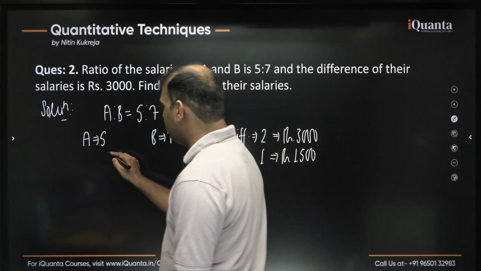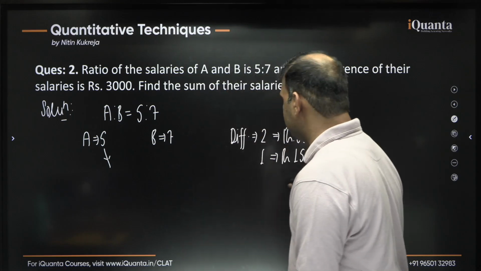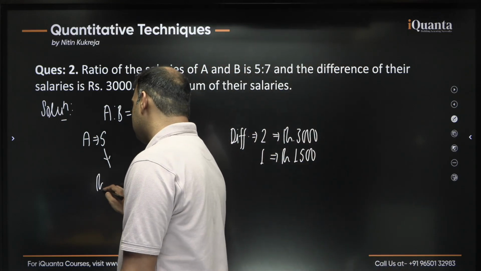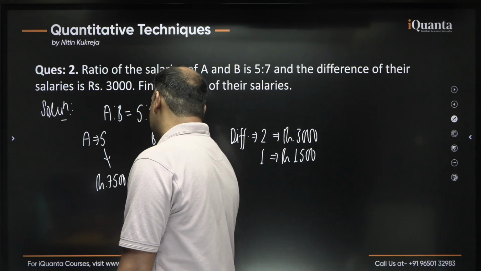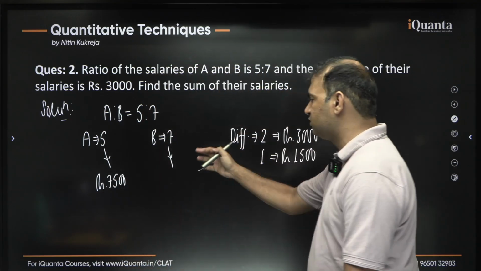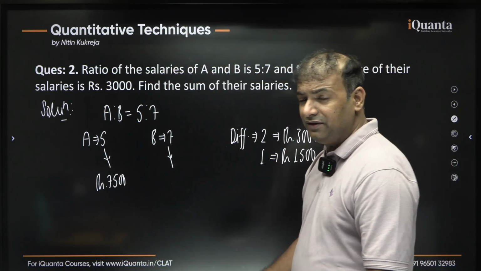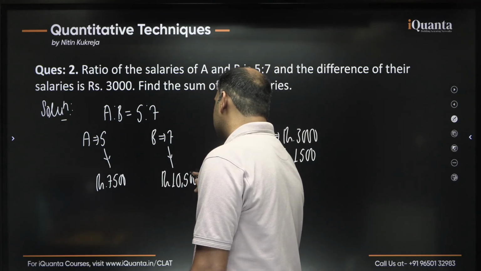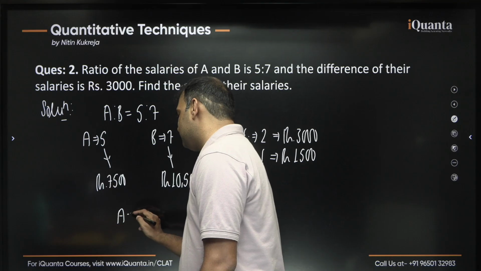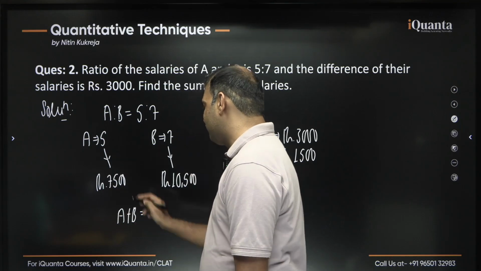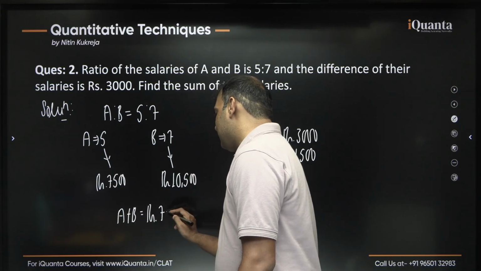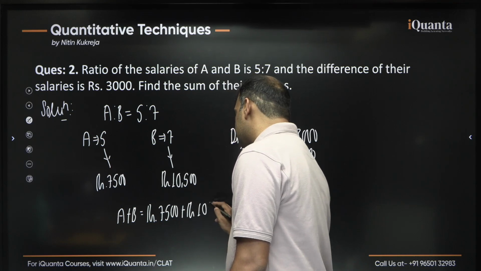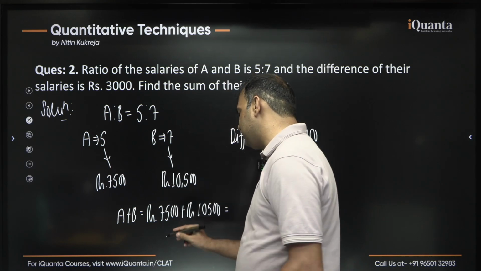So 5 will be how many? So guys, if 1 is 1,500, then 5 will be 1,500 into 5, which is 7,500, right? And 7 must be how many? Again 1 is 1,500, so 7 must be 10,500, all right? Now the question is to find the sum of their salaries. So what will be the sum? We can write it here. A plus B, the salary of A comes to be 7,500 and the salary of B comes to be 10,500. We can add them and that will give us 18,000 actually, right?